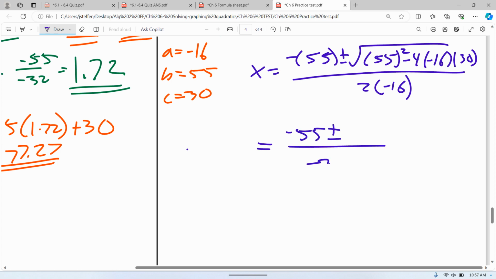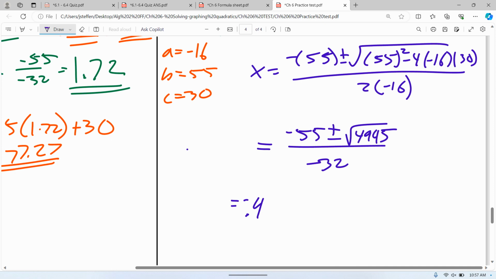55 squared minus 4 times -16 times 30 is 4945. And this is what I type in. So -55 plus the square root of 4945. Hit enter to see what that is, and then divide that by -32. You have to do that, or your order of operations will be wrong. That is -0.48.